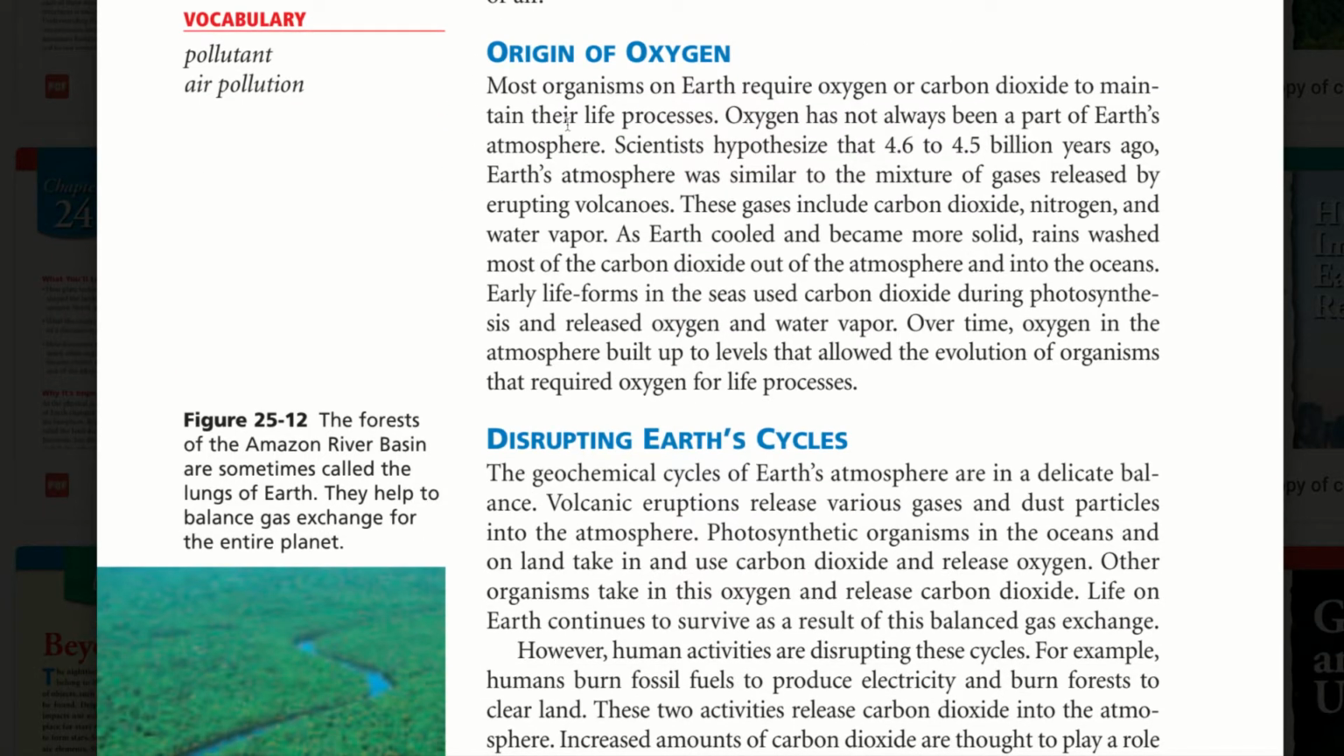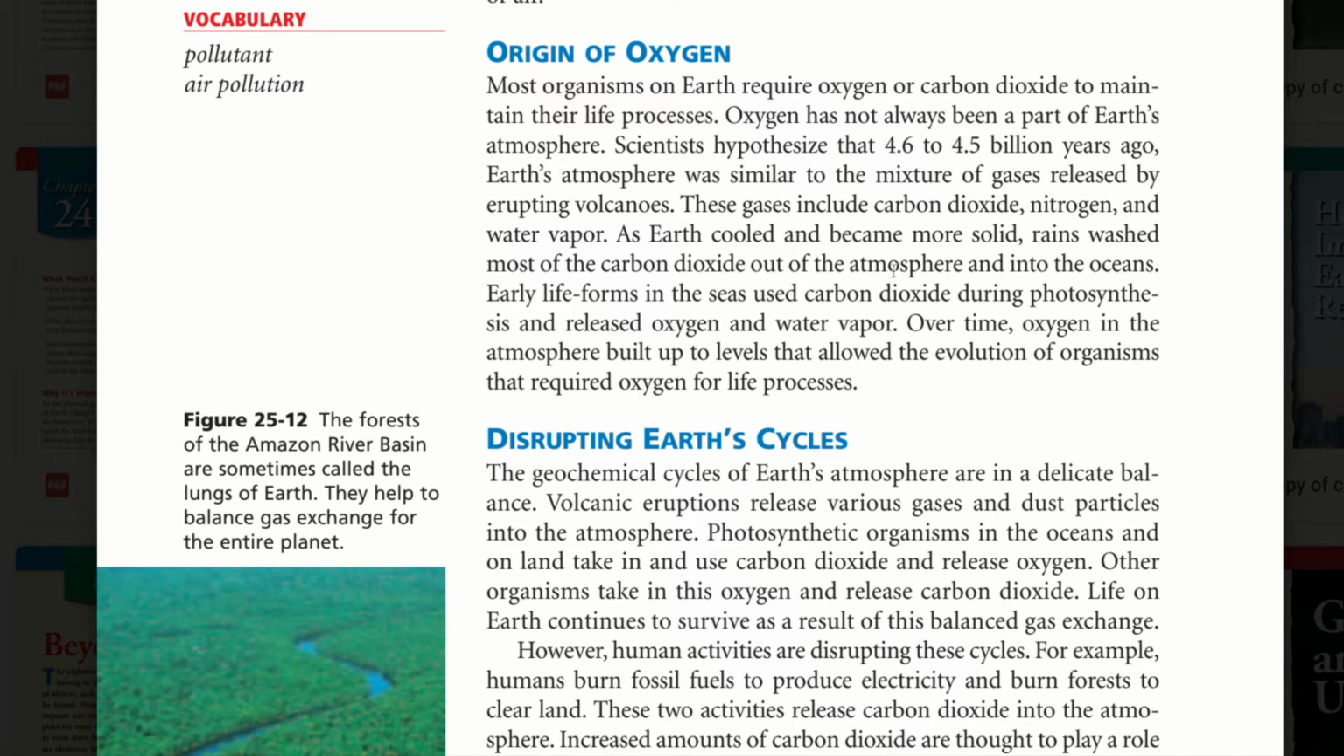Origin of oxygen. Most organisms on Earth require oxygen or carbon dioxide to maintain their life processes. Oxygen has not always been a part of Earth's atmosphere. Scientists hypothesize that 4.6 to 4.5 billion years ago, Earth's atmosphere was similar to the mixture of gases released by erupting volcanoes. These gases include carbon dioxide, nitrogen, and water vapor.